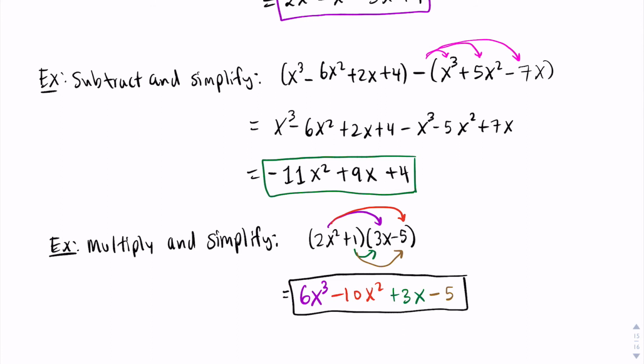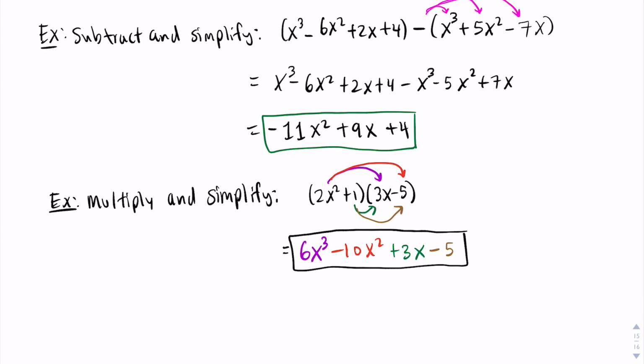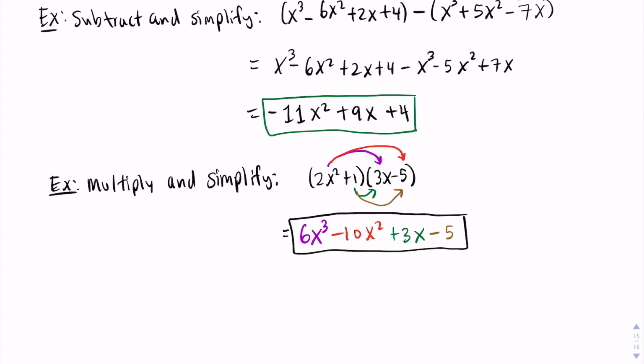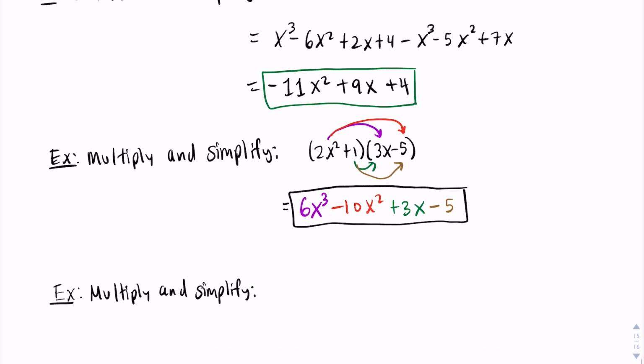Let's do another example, and in the next example, we do have something to combine. So let's keep that in mind. Here's another example. What would you get if I asked you to multiply and simplify, say, 2x plus 4 times 3x minus 1.